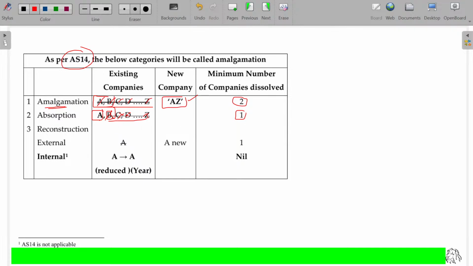One company will sustain and there is no formation of a new company. This part is called absorption. And when the company is closed and a newly formed company takes over that company with a new image, that will be called external reconstruction. All the three aspects come under amalgamation as per AS 14. Internal reconstruction does not fall under AS 14. We studied that separately. Clear?